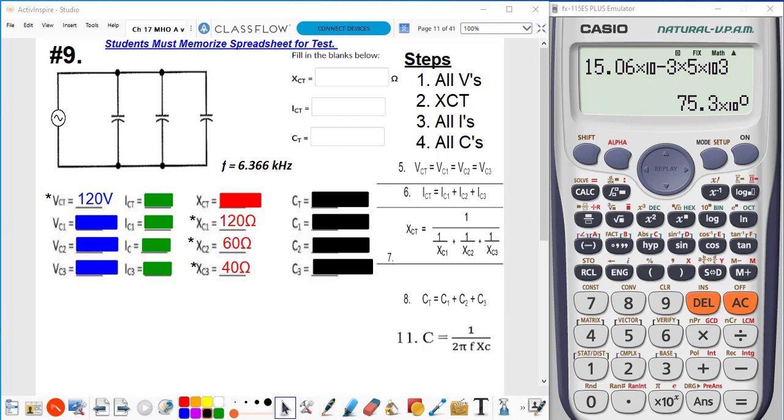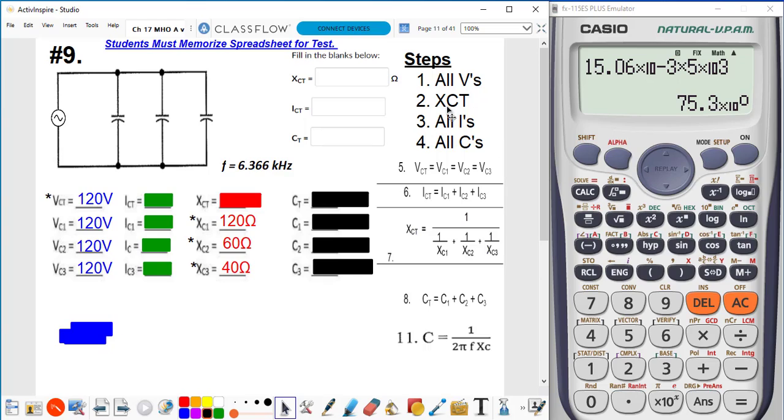From the Chapter 17 formula handout, I have copied the formulas we will need to calculate these values. If we are given capacitive reactance, we have to use formula number 11 to find our capacitance. Since this is a parallel circuit, voltage stays the same as we are shown in formula number 5 here. So our first step is we're just going to fill in all of our voltage values.